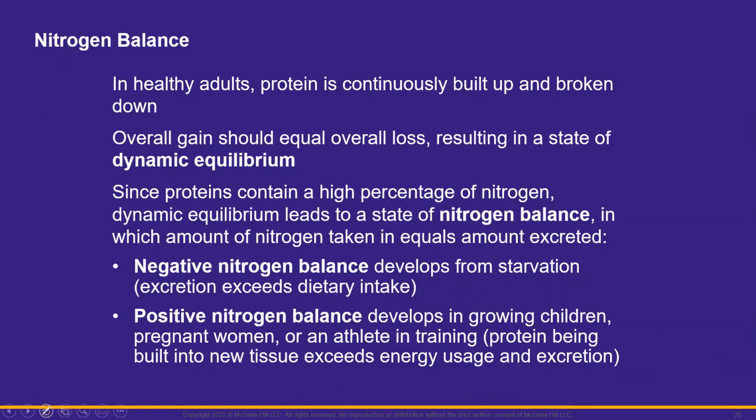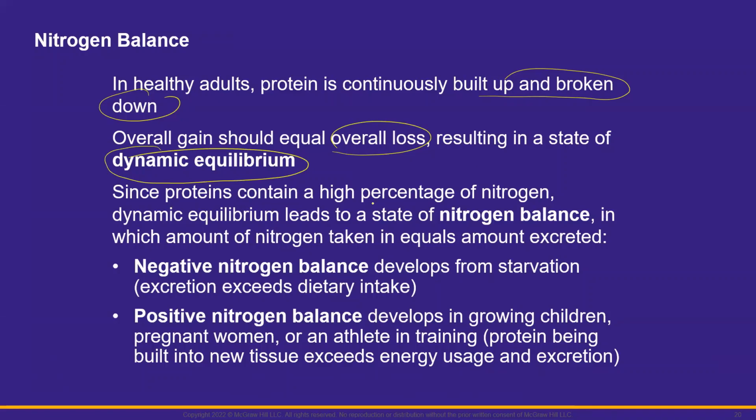Nitrogen balance. In a healthy adult, protein continuously builds up and breaks down. Okay? It's like our muscle is built. Sometimes our muscles become smaller because the protein is lost from our muscle. Our hair is actually made of protein. So we build protein and we also lose some of the protein. Okay, overall gain should equal overall loss. Okay? So this produces a dynamic equilibrium.